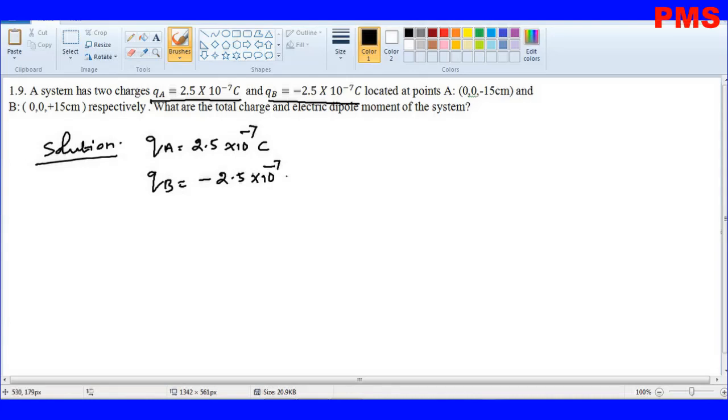There are two charges located at points A and B, given as coordinates. It's no problem, it is an easy method. We have to solve it by finding the value from the coordinates.